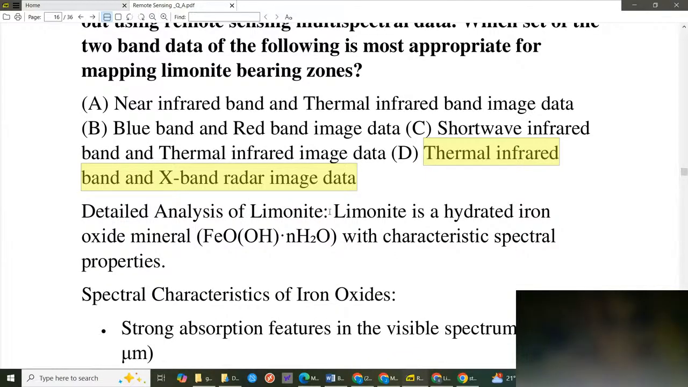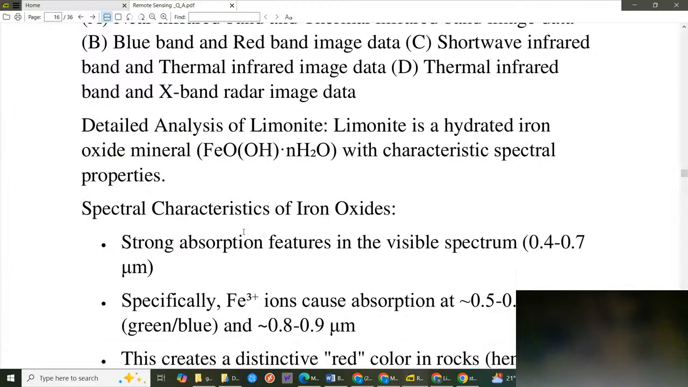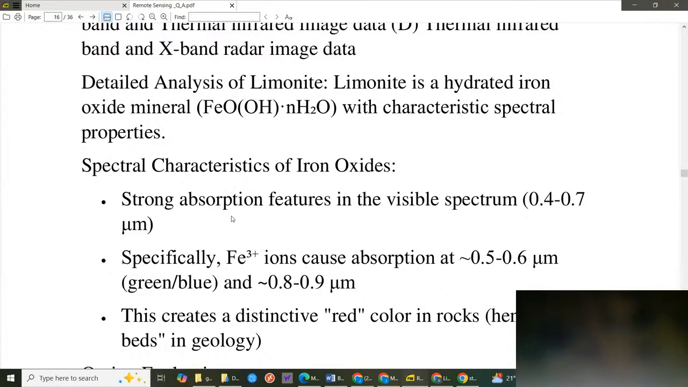Detailed analysis of limonite. Limonite is a hydrated iron oxide mineral. What are its spectral properties? The spectral characteristic of iron oxide is strong absorption features in the visible spectrum, 0.4 to 0.7 micrometer. Especially Fe3+ ions cause absorption at 0.5 to 0.6 micrometer, green and blue, and 0.8 to 0.9 micrometer. This creates a distinctive red color in rocks, hence red beds in geology.